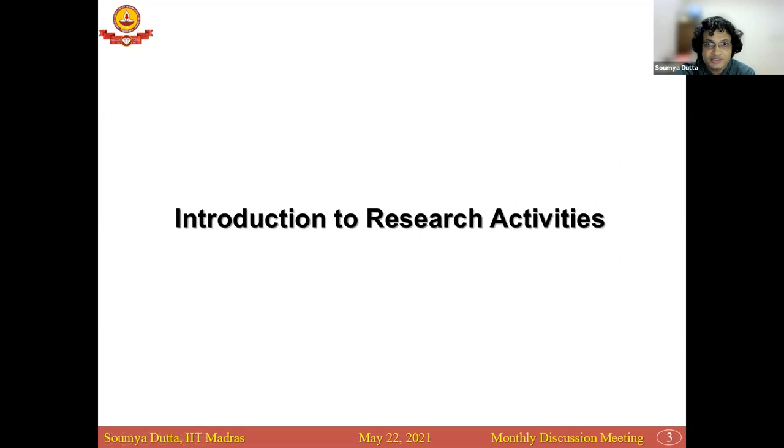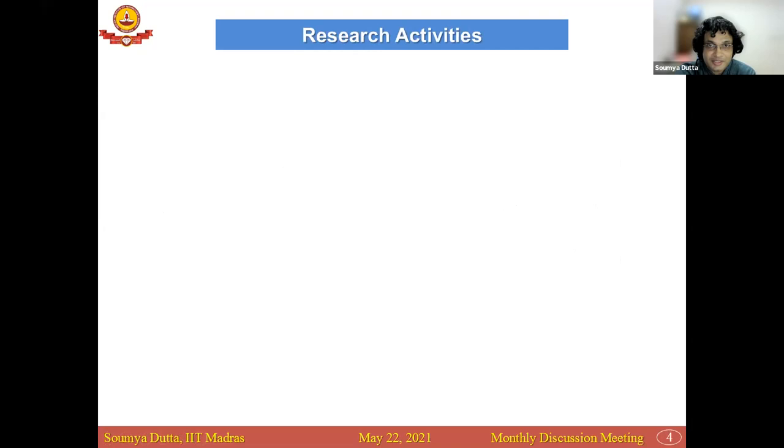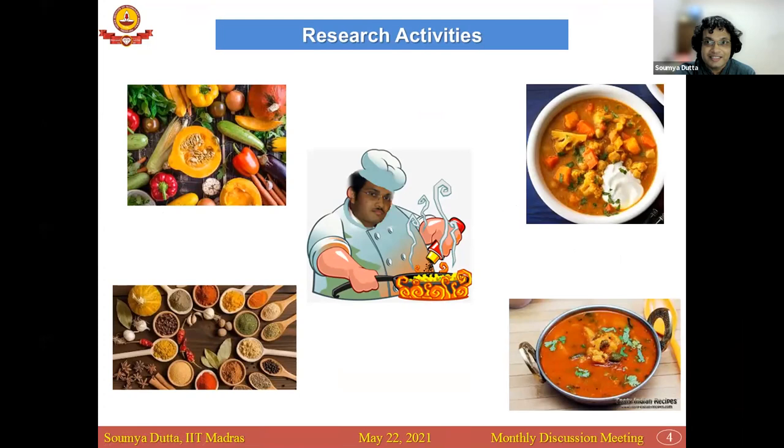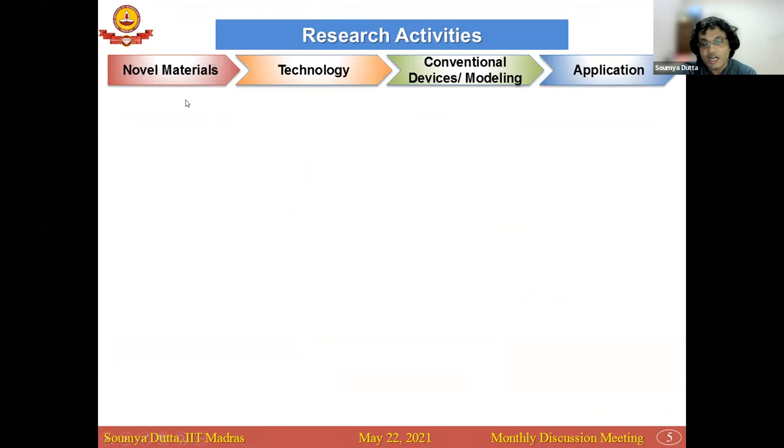The way I work and our group works is the following. We basically take the ingredients, make some food and serve it. So that is the basic protocol we follow. Jokes apart, we start with novel materials, and we develop some technology around it, to make conventional devices from unconventional materials and look for some application.